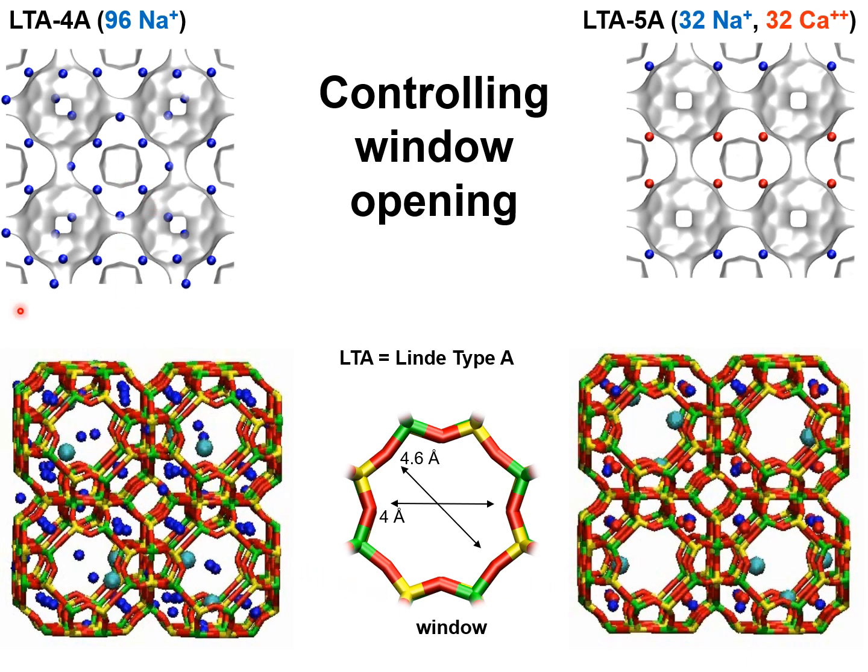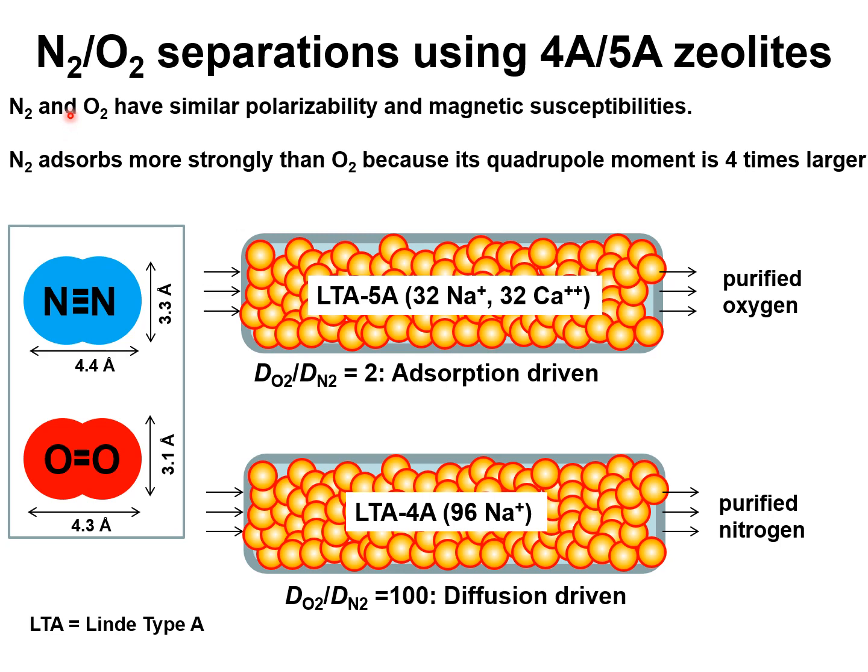Therefore, whether we use 4A or 5A zeolite, the diffusivities would be significantly lowered in 4A than in 5A. This strategy can be exploited to achieve separations. Let us examine separations of nitrogen and oxygen using cation exchanged LTA 4A zeolites and LTA 5A zeolites.